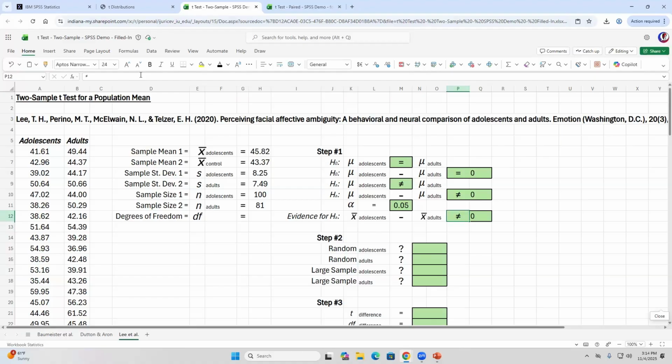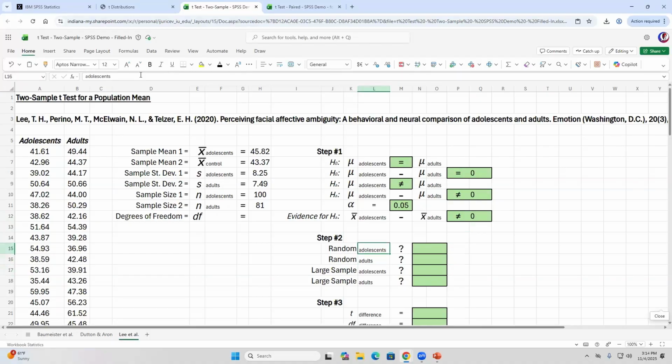Now the question is, is that difference big enough to be statistically significant, meaning can we generalize from this sample difference that we know exists to a population difference?